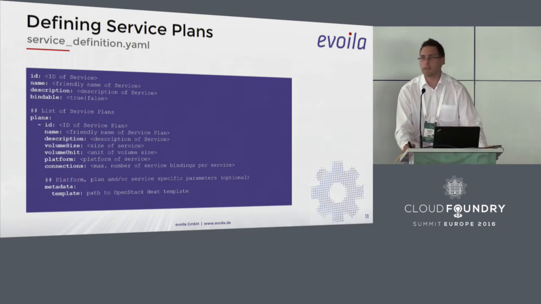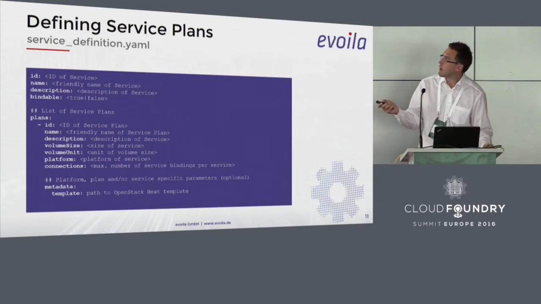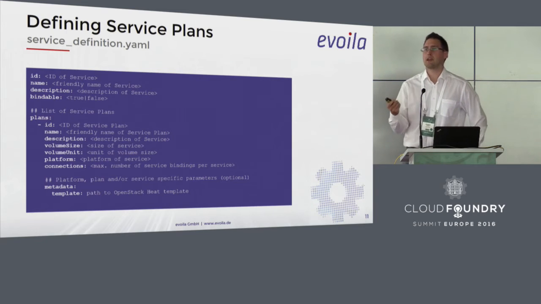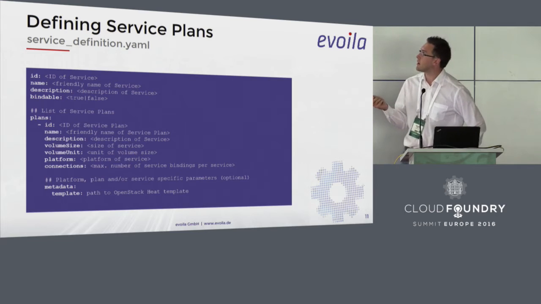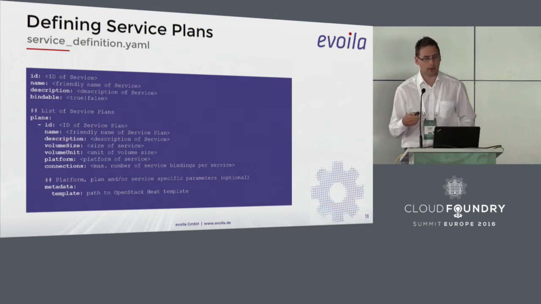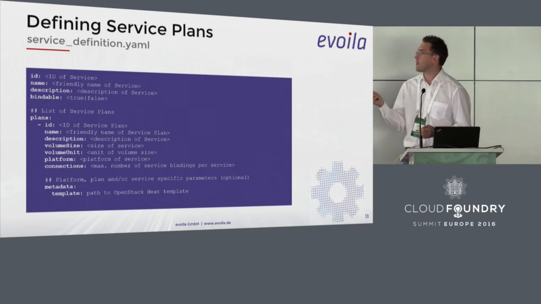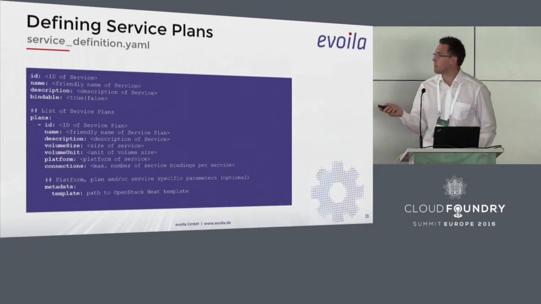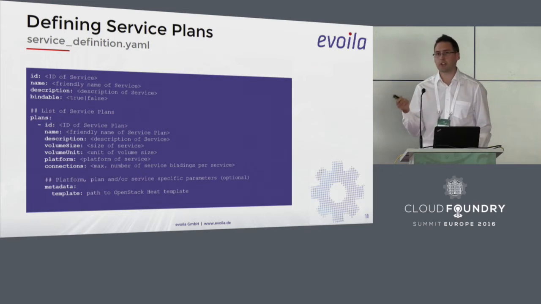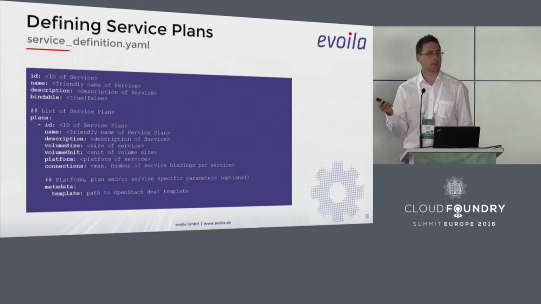So how do we define the services? To make that easier, we added a service definition YAML file, where you can define the service presented in the catalog, in the marketplace, to the customer on the Cloud Foundry side. For example, you can define an ID for the service, a name, a description shown in the marketplace, whether it's bindable or not, and several service plans for each service. We also provide metadata fields which can be accessed, so you can easily add and remove services. For example, in the metadata part, you can define templates for Heat deployment of new virtual machines on OpenStack and exchange the templates easily by changing the property and redeploying the application.